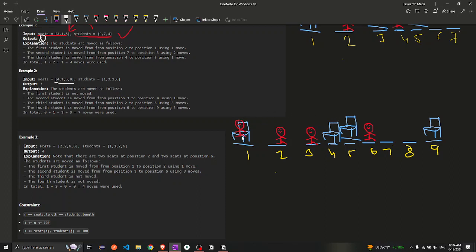Why would we pull him out and throw him in another seat? There's no need for that, right? So in this case, we're good with this person. So we'll go to the next one and see what is the nearest chair. This is not available since it is already occupied. So I'll go to this one, which is two steps. For this person, I'll go to this one, which is two steps. And for this person, I'll go to this one, which is three steps. 2 + 2 + 3 is 7, right? So the answer is 7.